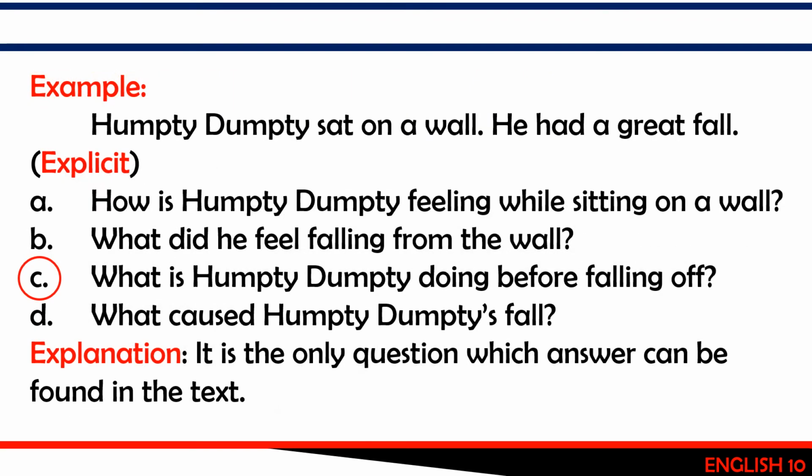Humpty Dumpty sat on a wall. He had a great fall. So it is asking for an explicit one. So which of the choices do you think would be asking explicit? Of course, it is letter B. What did he feel falling from the wall? Okay, so the explanation is, it is the question which answer can be found in the text.